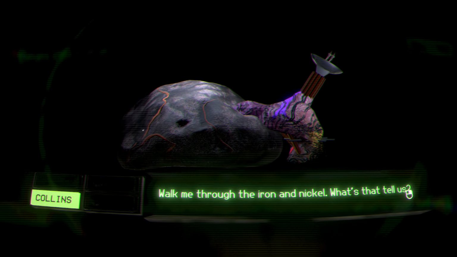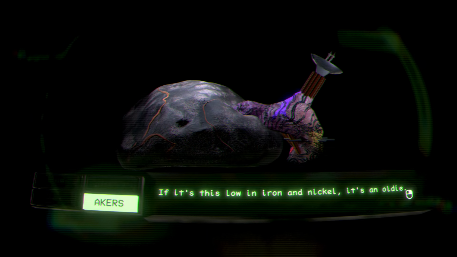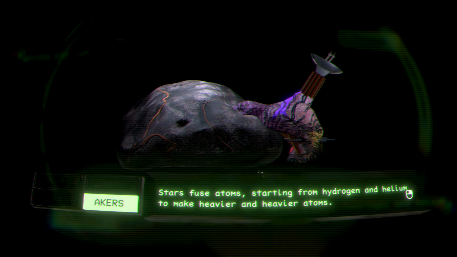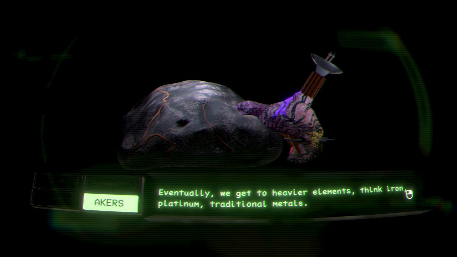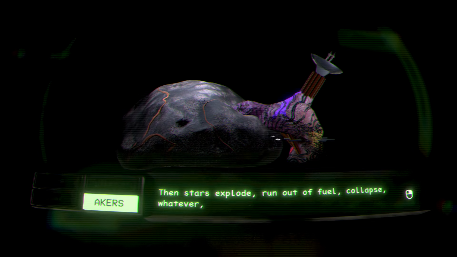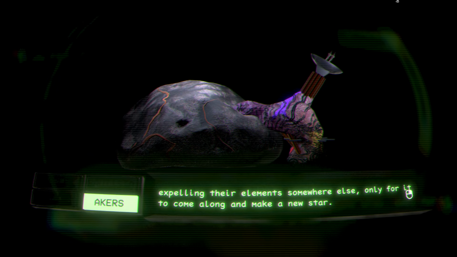Walk me through the iron and nickel. What's that tell us? This low in iron and nickel, it's an oldie. Stars fuse atoms, starting from hydrogen and helium to make heavier and heavier atoms. Eventually, we'll get to heavier elements. Think iron, platinum, traditional metals. Then stars explode, run out of fuel, collapse, whatever, expelling their elements somewhere else, only for it to come along and make a new star.